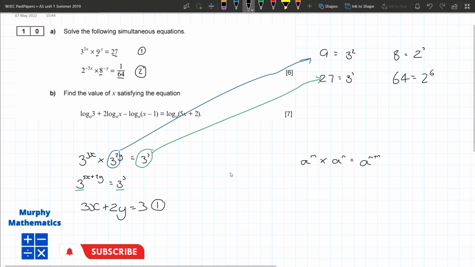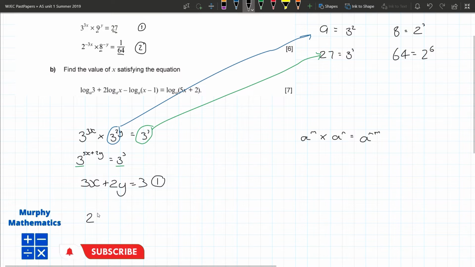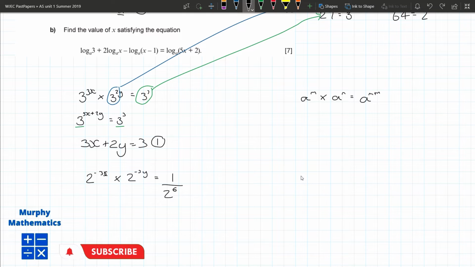Okay, so I can rewrite this as 2 to the minus 3x times 2 to the power minus 3y, and that minus 3 has come from 2 cubed, equals 1 over 2 to the power 6. Another one of my indices laws is 1 over x is x to the power minus 1. So I can bring this 2 to the 6 up: 1 over 2 to the power 6 is just 2 to the power minus 6.